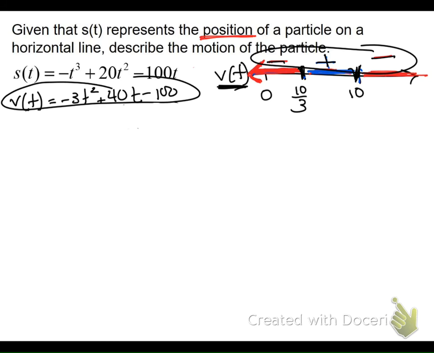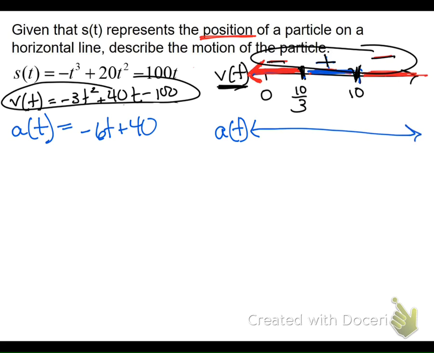So I have to first get my acceleration formula. Acceleration is the derivative of velocity. So this would be negative 6t plus 40. And I'm going to do an acceleration sign chart. And I want to line it up right underneath my velocity sign chart, okay? Because we have to compare the sign of velocity and acceleration in each region. All right, set that equal to 0, and we'll solve that.